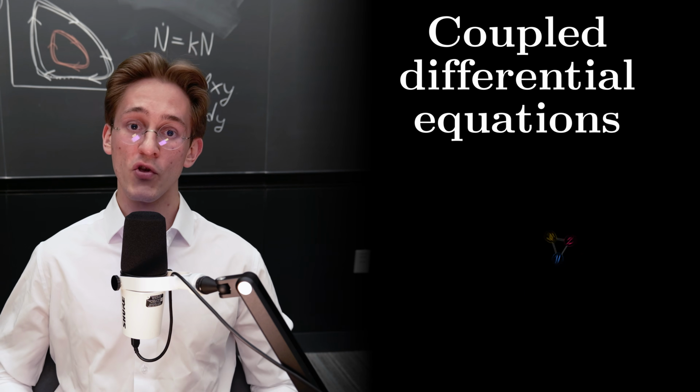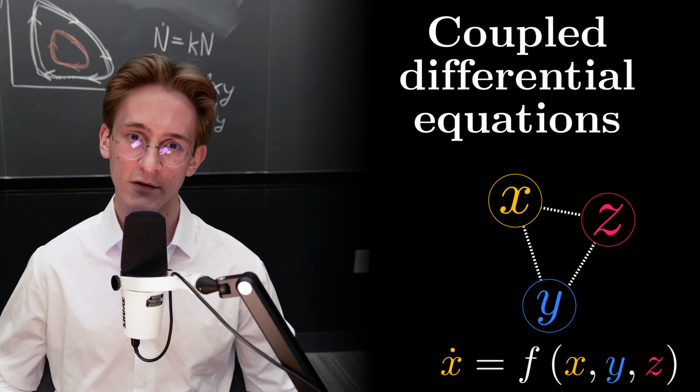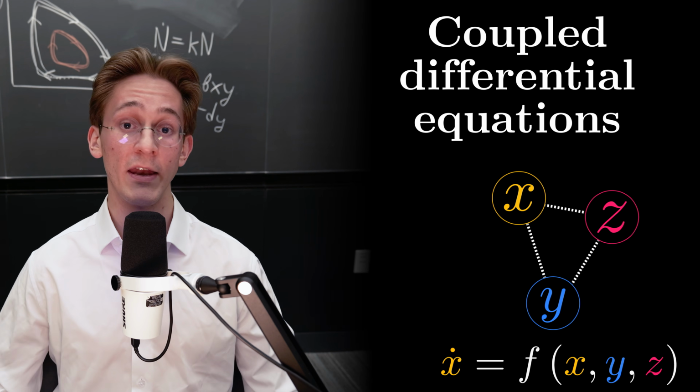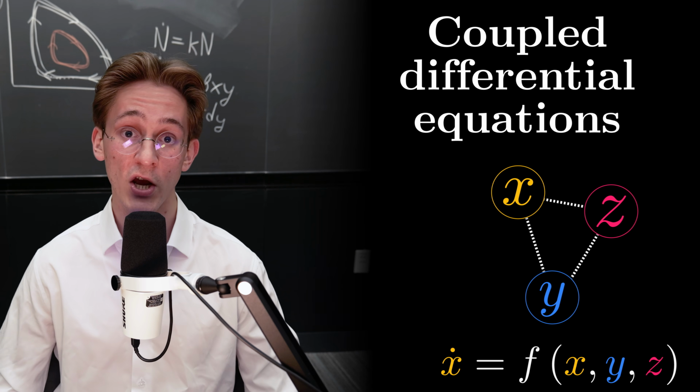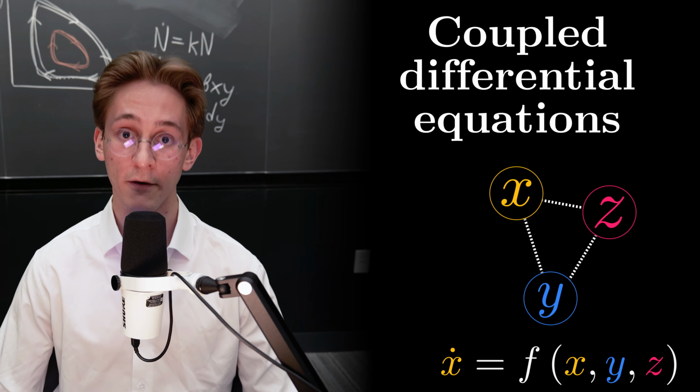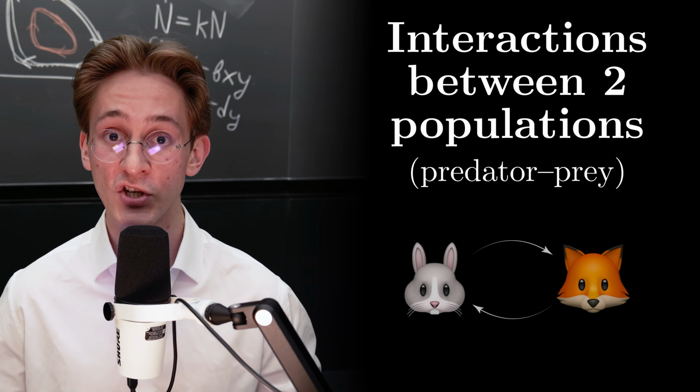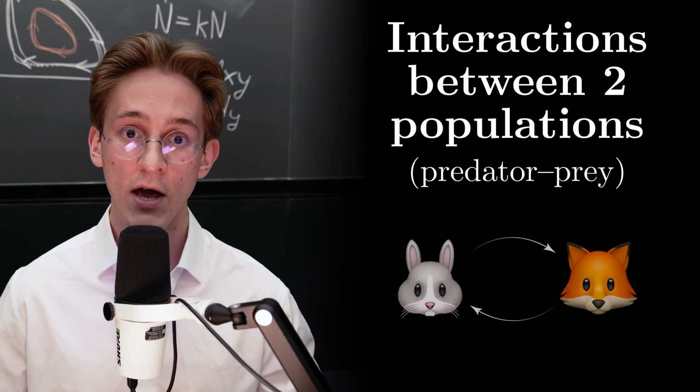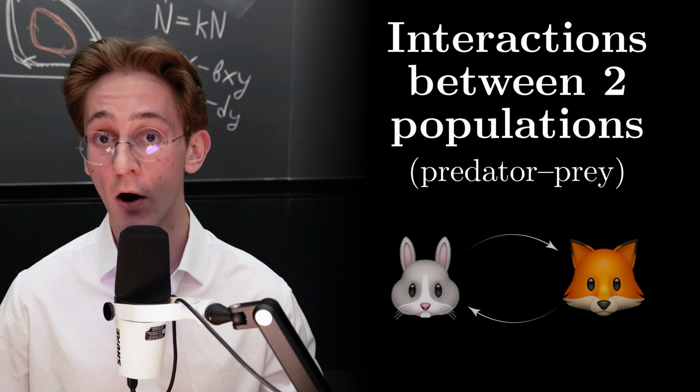Now we're stepping into the world of coupled differential equations, where we will have multiple state variables, and the rate of change of each depends on all the others. Consider the interactions between coexisting populations in a predator-prey model, often illustrated with rabbits and foxes.